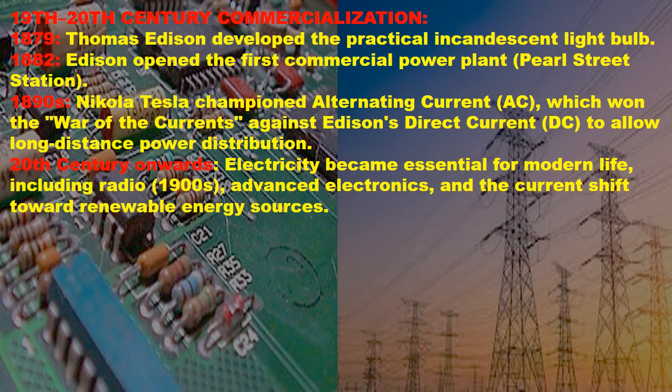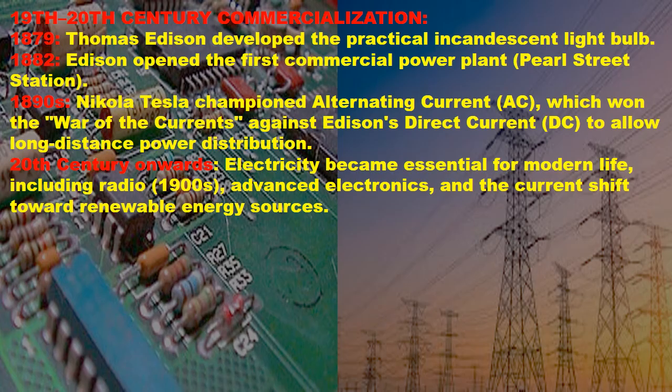Commercialization: in 1879, Thomas Edison developed the practical incandescent light bulb. In 1882, Edison opened the first commercial power plant, Pearl Street Station, the name of the power plant. In 1890, Nikola Tesla championed alternating current, AC, which won the war of currents against Edison's direct current, to allow long distance power distribution. AC current was championed by Tesla.